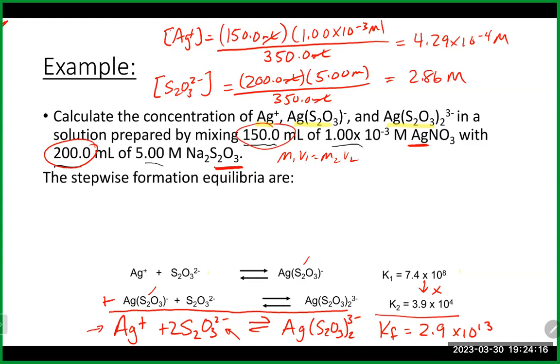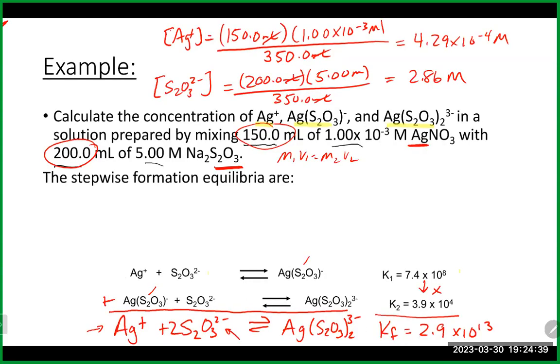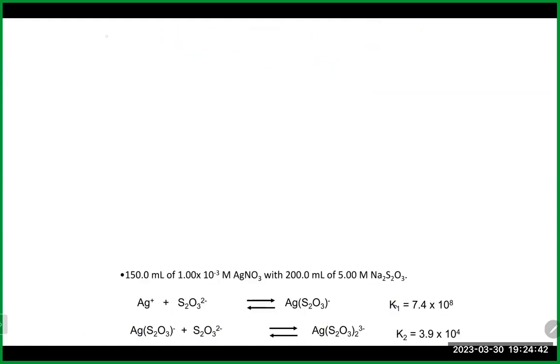Okay, so I'm going to start this ICE table very much like how I did the previous one. I'm going to use the actual overall reaction to start with because really I have all that information available to me. So we have the overall reaction, which is our silver and 2 of those. So we have our silver plus 2 S2O3 2 minus, giving us our Ag S2O3 minus.